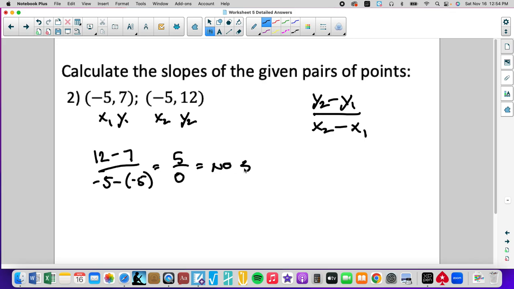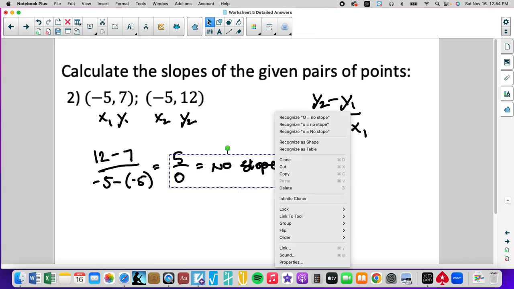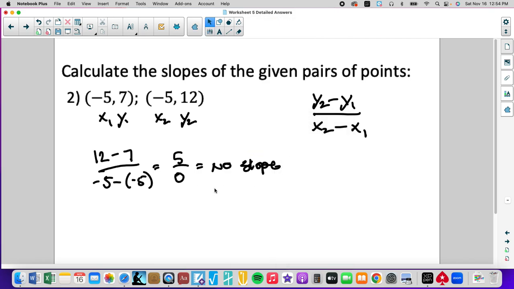you can give a couple of answers. It's no slope. Sorry, it is undefined. The slope is undefined. No solution, no slope. Different from 0. 0 is a slope. No slope is not.